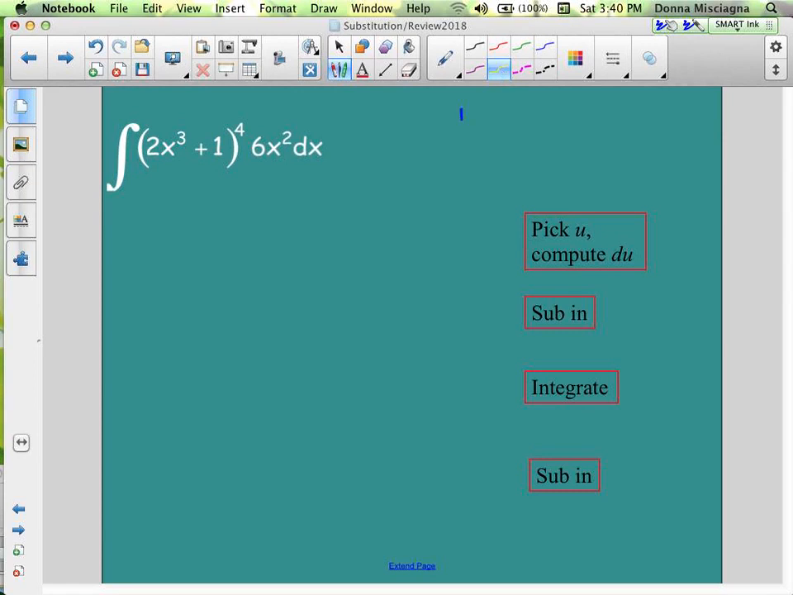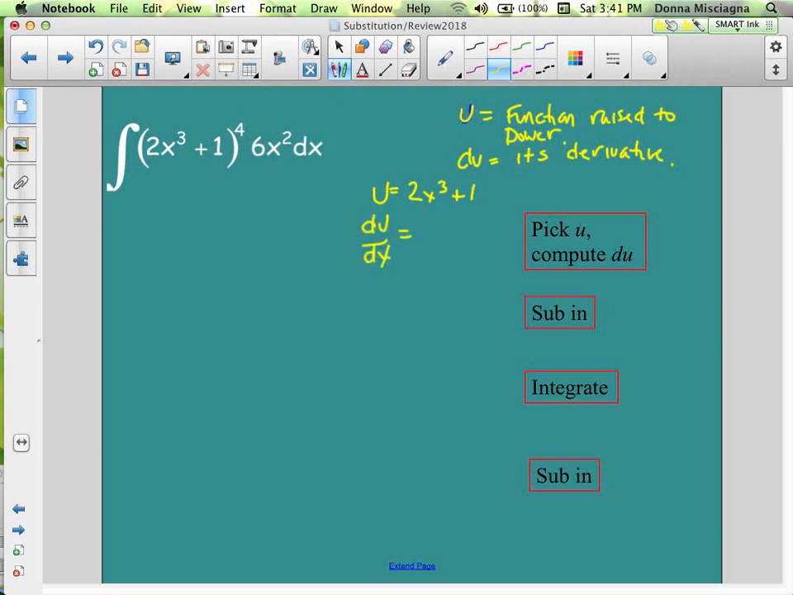So u is going to be the function raised to the power. That's going to be a little hint there. And then, of course, du would be its derivative. All right, so let's make u the 2x cubed plus 1, and then the derivative of u with respect to x would be 6x squared.